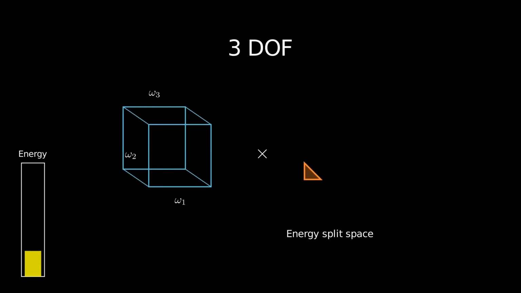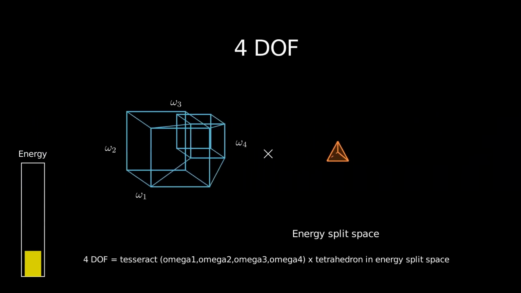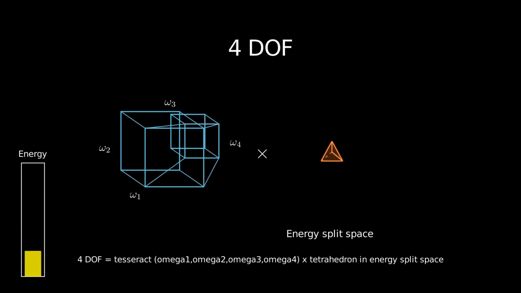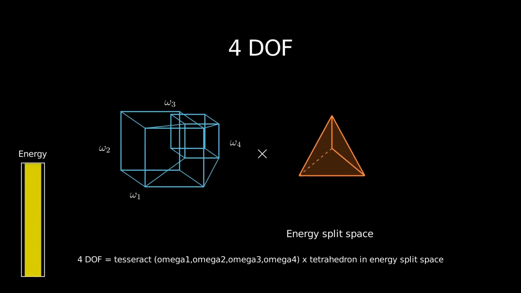For 3 degrees of freedom, that's an omega cubed, 1 for each spring, multiplied by the triangular energy split space. As the energy in this system increases, the omega cubed stays the same, but the energy split triangle area increases. For 4 degrees of freedom, that's an omega tesseract, a 4D cube, multiplied by the tetrahedron in the energy split space. As the energy changes, the omega tesseract stays constant, but the energy split tetrahedron's volume increases.